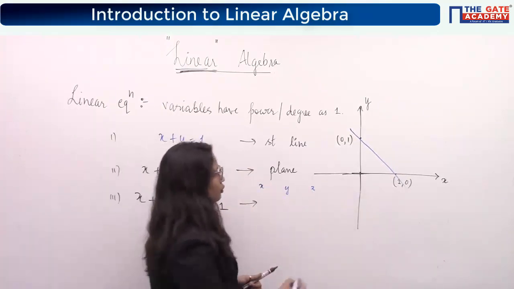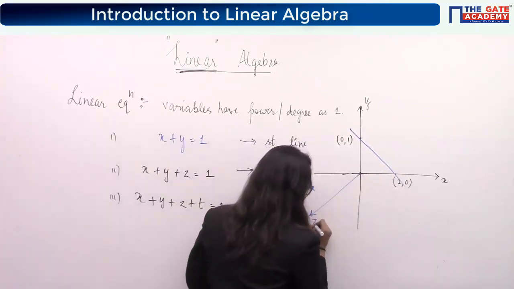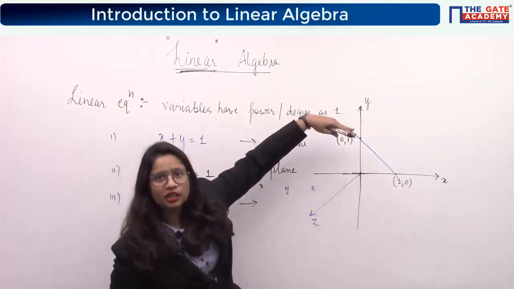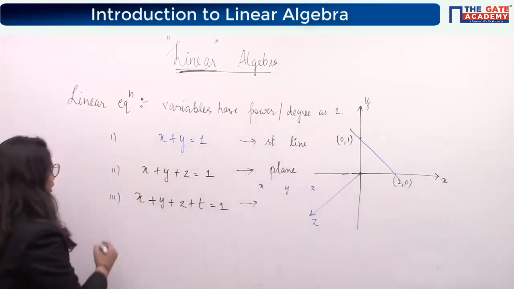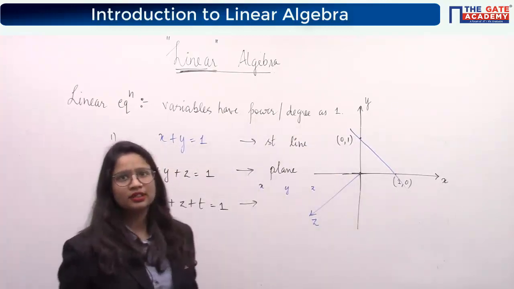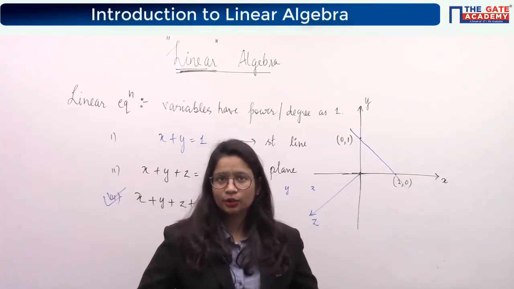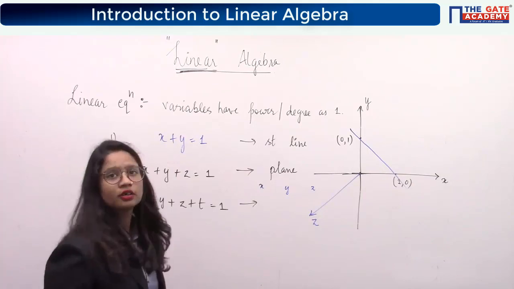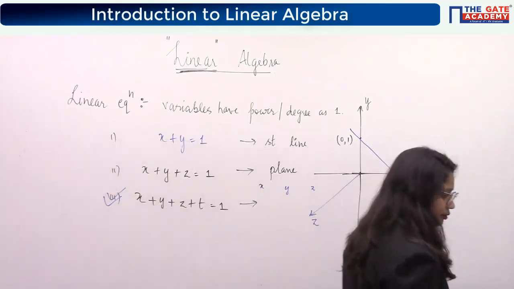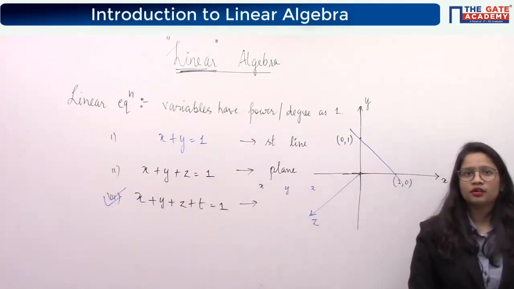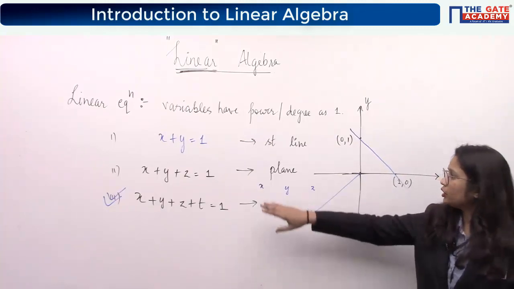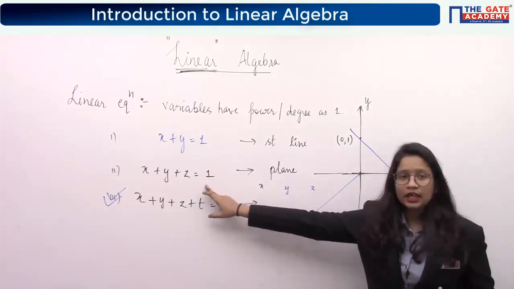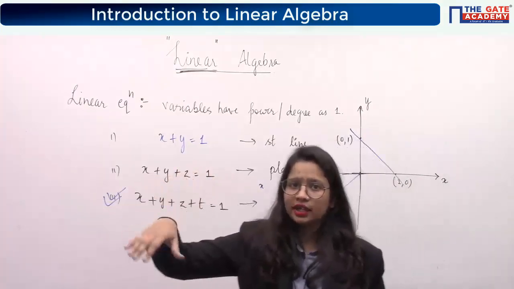For three variables, you will need a third axis, the z axis, and it will come out to be a plane projecting out of the board. But now if you want to draw the third equation on a graph, can you draw it? Yes or no? There were two quantities, you drew two axes. For three variables, you drew a third axis.